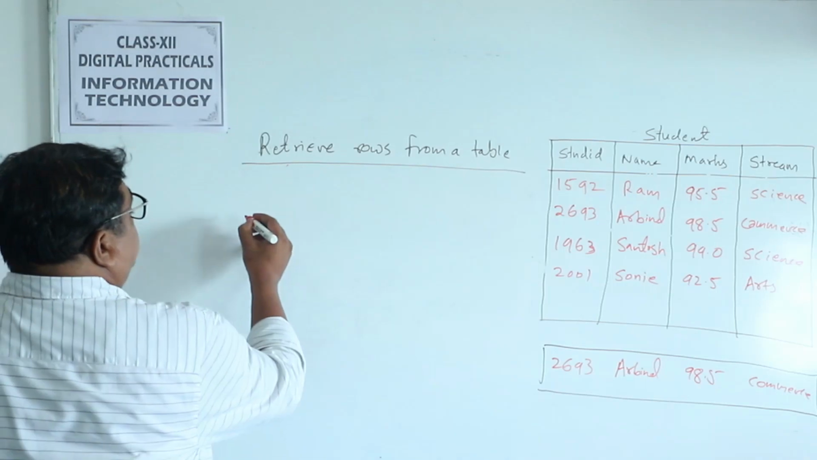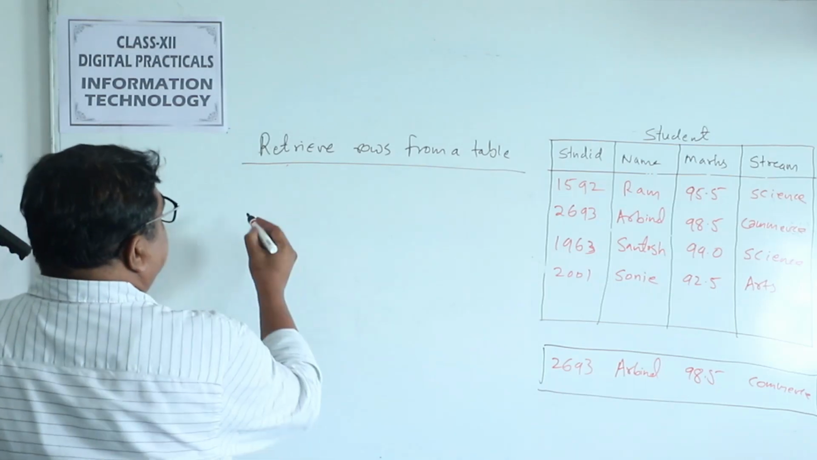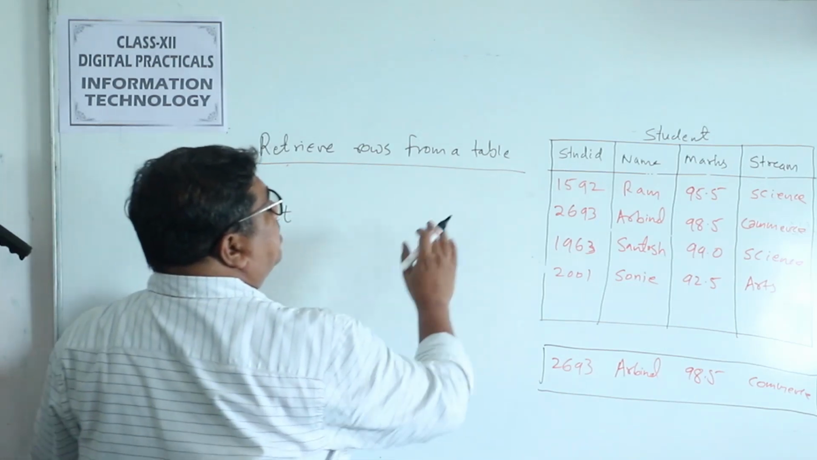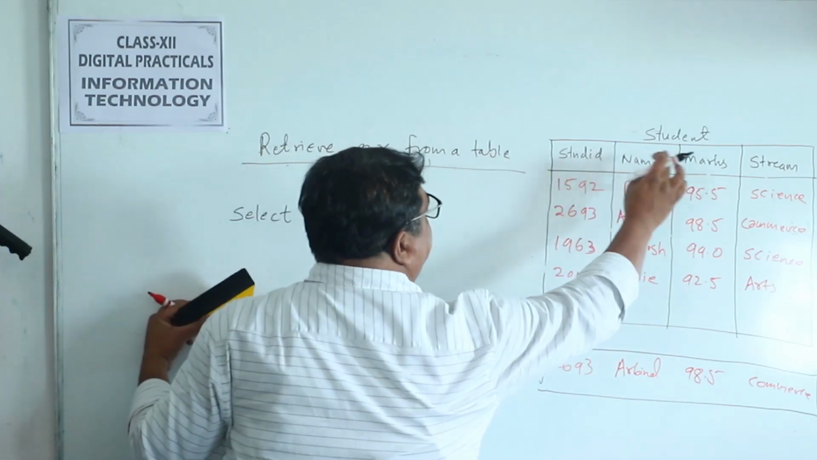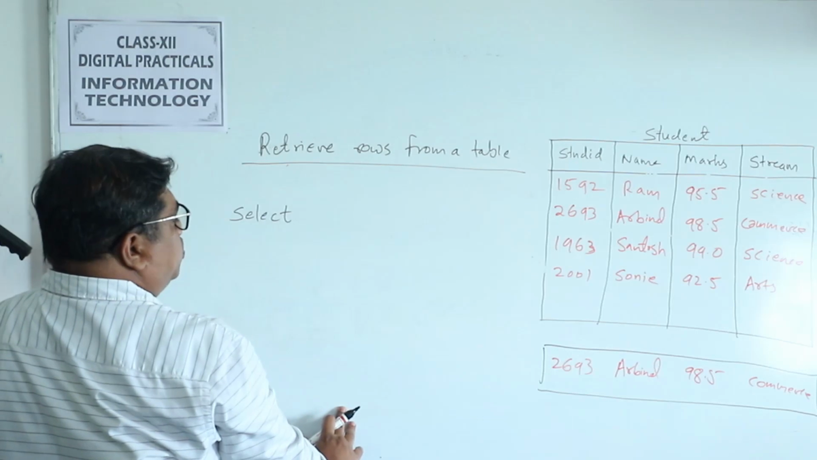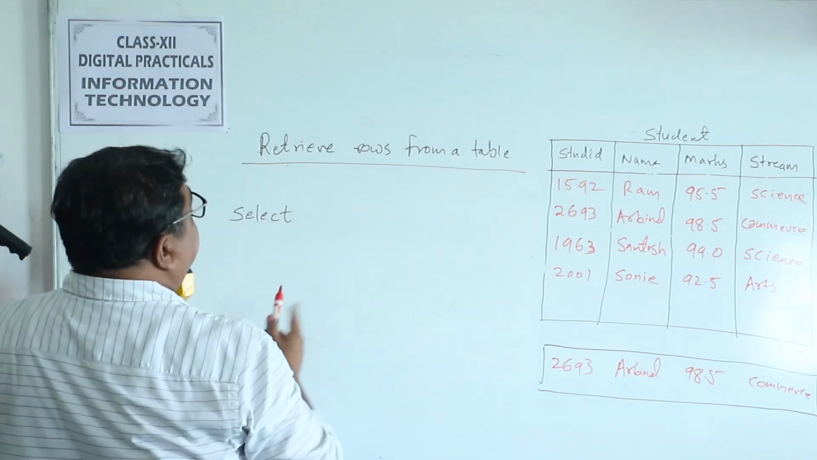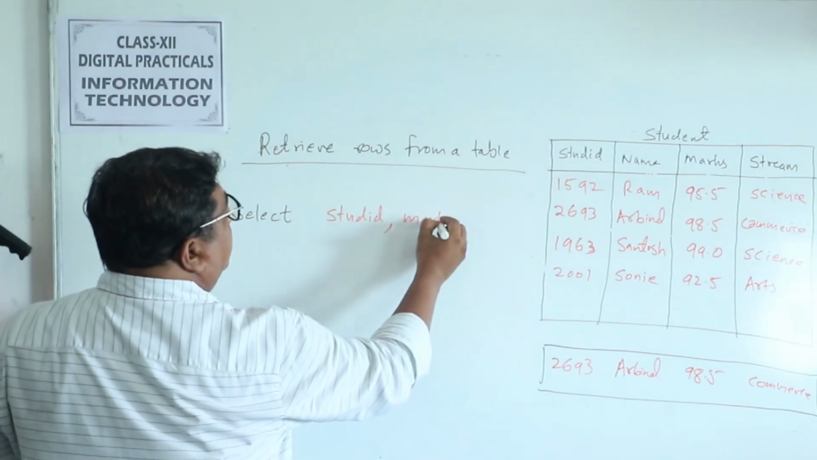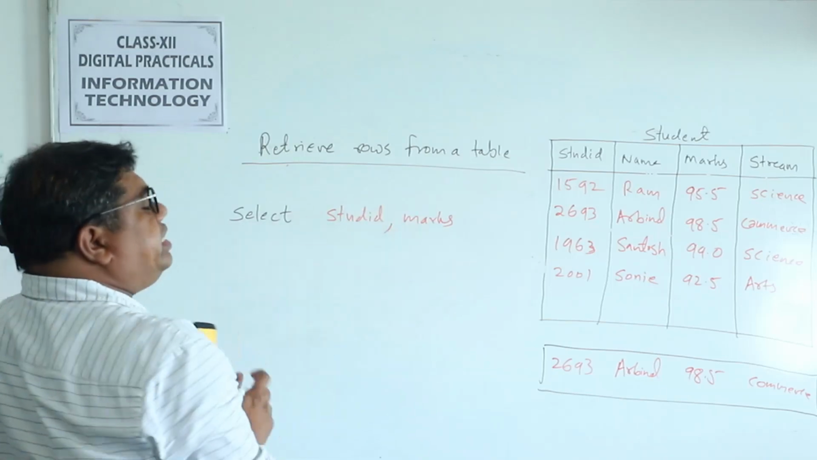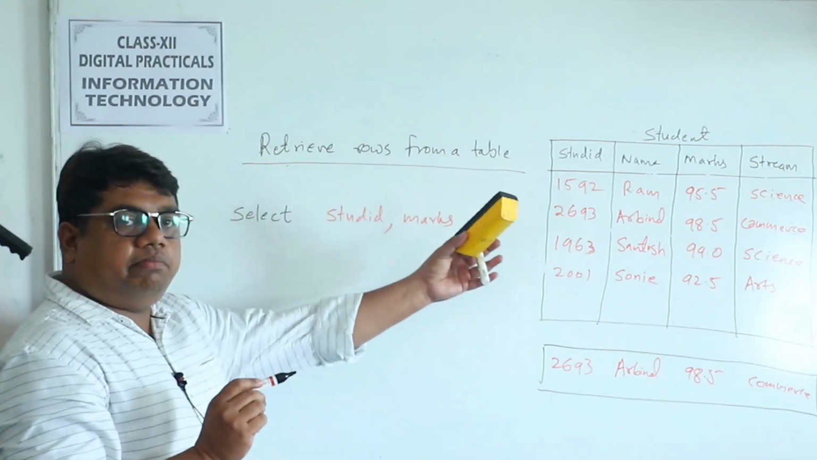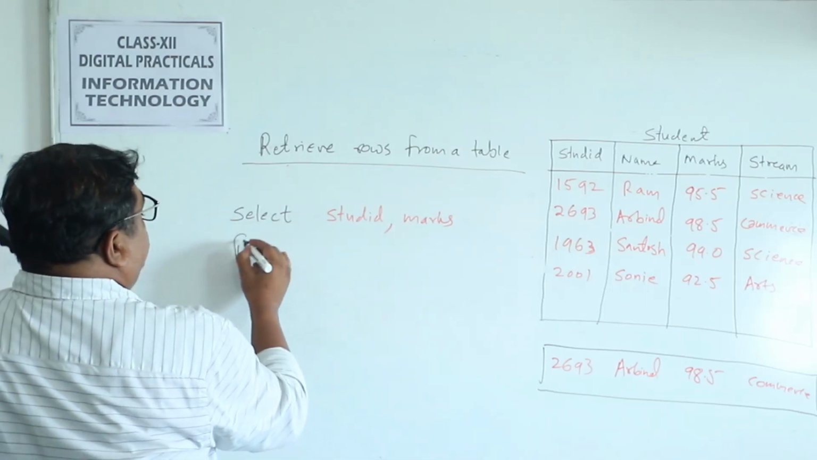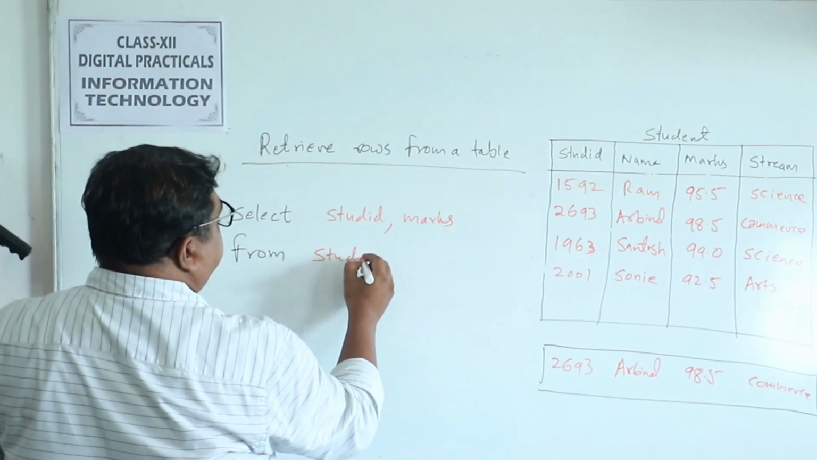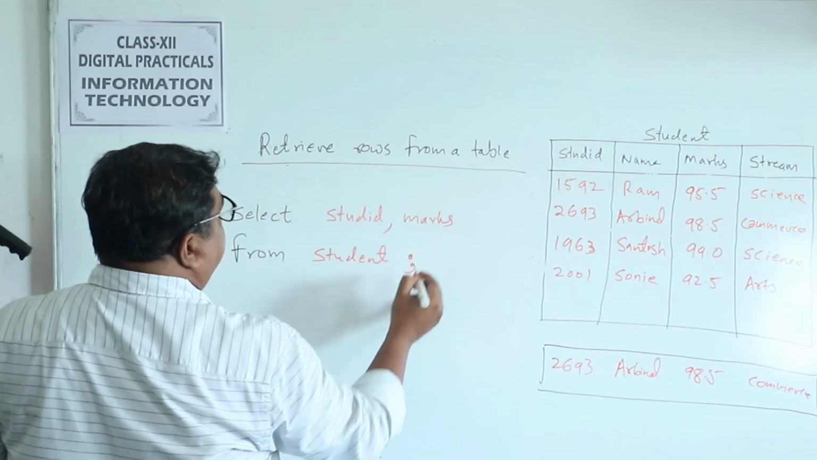I will use a select query. SELECT is a keyword. Then what are the columns? I want to display only student ID and marks in my output. So I will write the column names student ID, then marks, so I'm going to display only those 2 column values. Then I will use FROM, and what is the table name? The table name is student. And at the end we have to end with a semicolon.